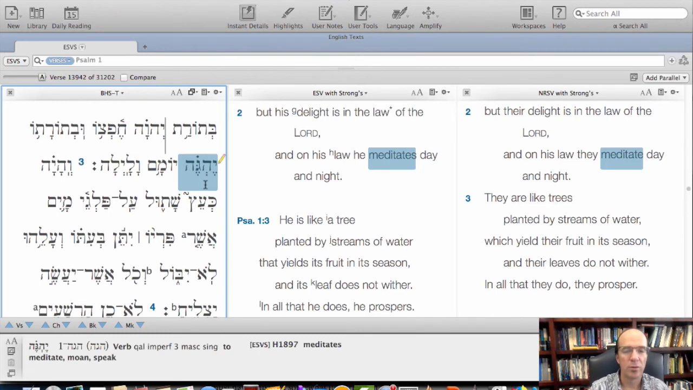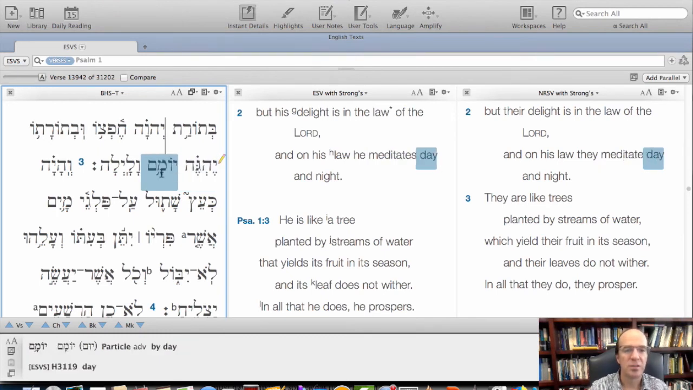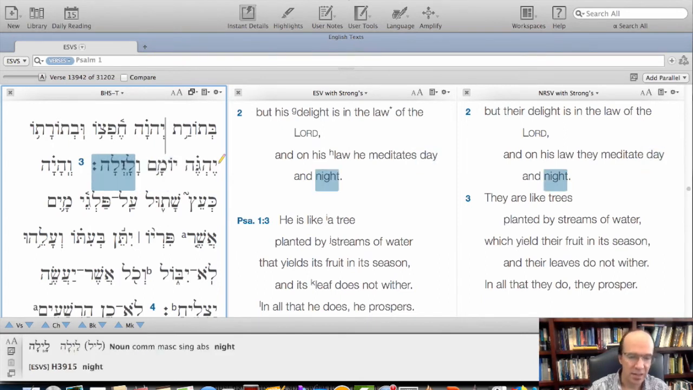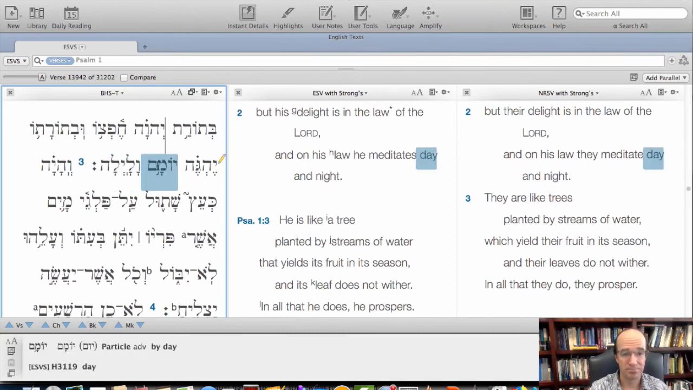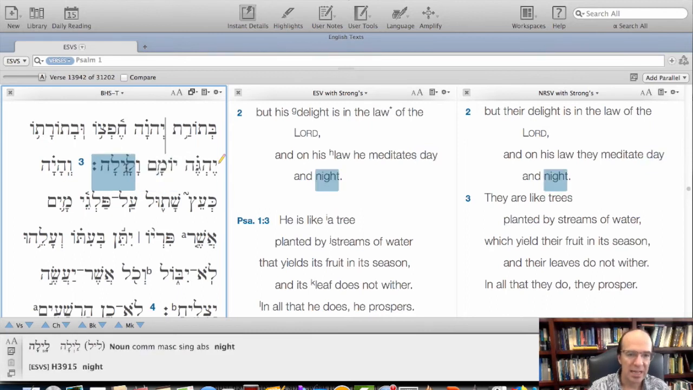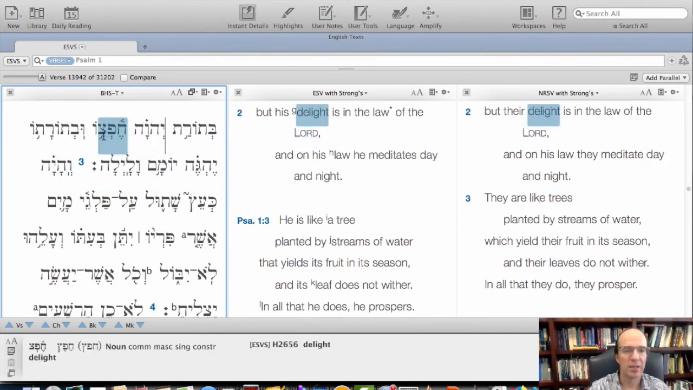Then we get a verb, he meditates daily and at night. Or day and night. Okay, so let's do the easy part here at the end. We have two words that function essentially kind of adverbially as daily and nightly. So it gives the extent of the meditation there. But okay, then let's go back to the beginning.